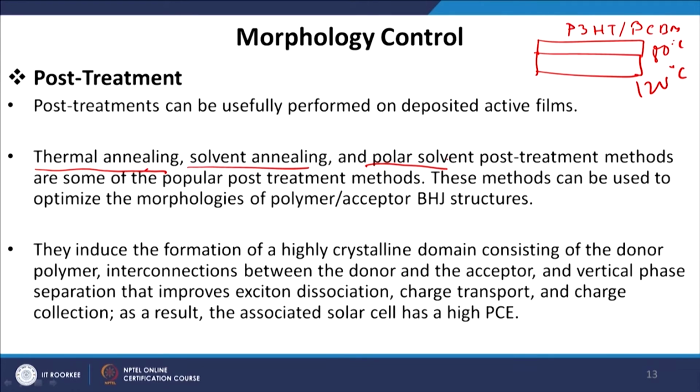These methods can be used to optimize the morphology of the polymer acceptor bulk heterojunction structures. They induce the formation of a highly crystalline domain consisting of the donor polymer, interconnections between the donor and the acceptor, and vertical phase separation that improves exciton dissociation, charge transport and charge collection. As a result, the associated solar cell has a high power conversion efficiency. Now, if the morphology is good, obviously exciton dissociation, transport and charge collection, all of the factors will be optimized. And if all of the factors are optimized, then efficiency will automatically increase.